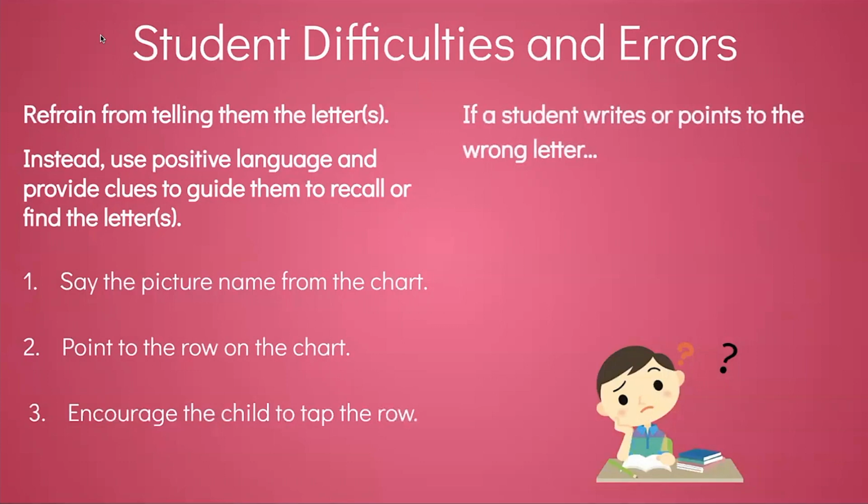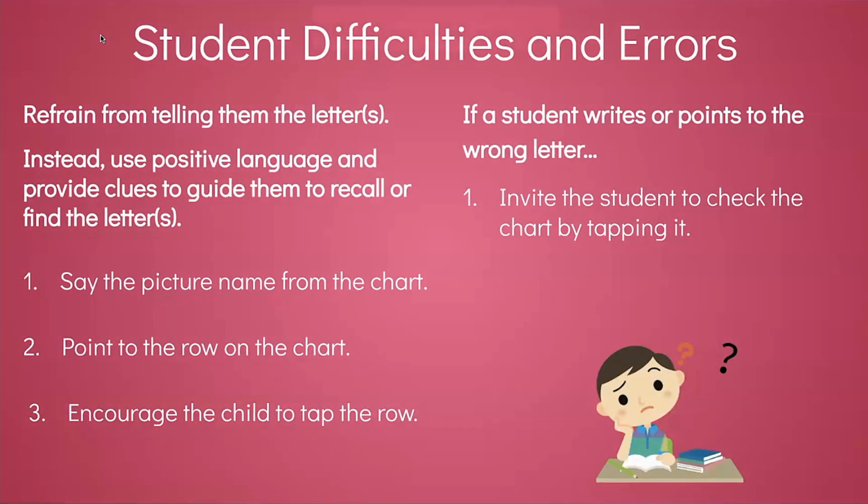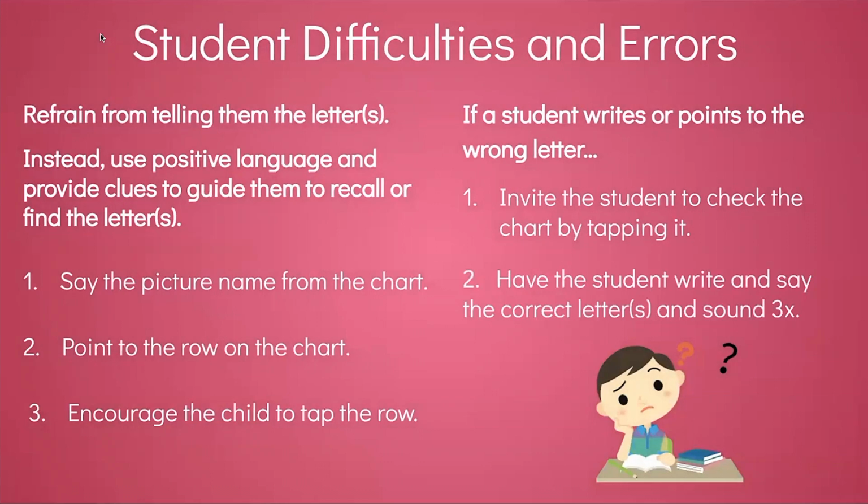If the student is writing or pointing to the wrong letter, you can first have them check the chart, or they can find the correct letters and have them write the letters 3 times. And you can do that on a whiteboard, paper, salt tray, whatever you feel is appropriate for that child. And again, the writing along with saying the letter names and the sound helps to move that letter and sound into long-term memory.